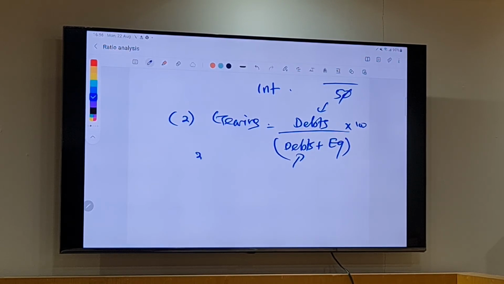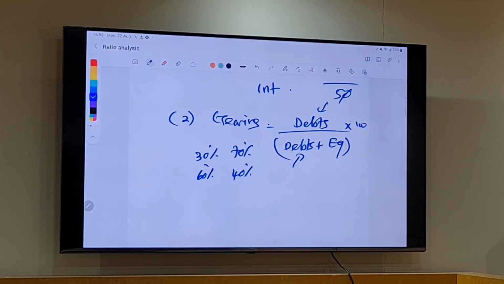For a company, if you have 30% gearing, how many percentage equity? 70%. So is this company in a good position or a bad position? Good position. Whereas if gearing is 60%, equity comes to 40%. This company is in a difficult position. It is too much loan. So that is the analysis we are doing.